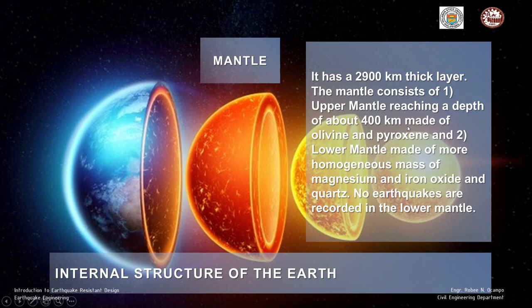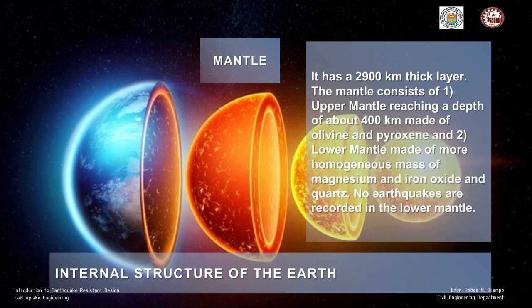So, the next layer will be the center, hindi pinaka-center, pero yung pinapagit na mga layers. So, that's what we call the mantle. The mantle also has two sub-layers. The mantle as a whole is a 2,900 kilometer thick layer. Again, the mantle consists of two sub-layers. You have the upper mantle, which reaches a depth of about 400 kilometers, made of olivine and pyroxene. The second sub-layer of the mantle is made of a more homogeneous mass of magnesium and iron oxide and quartz.